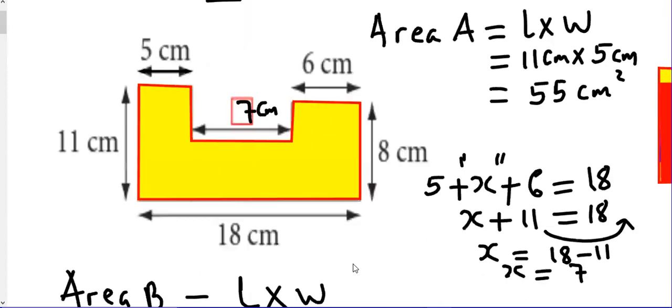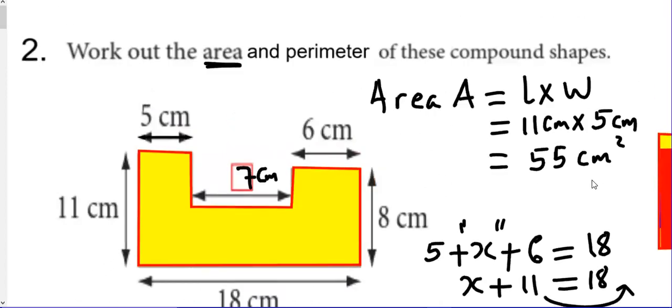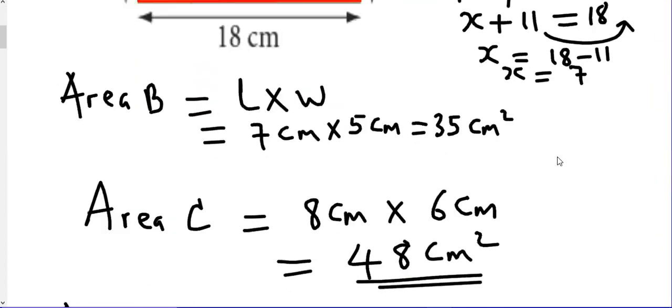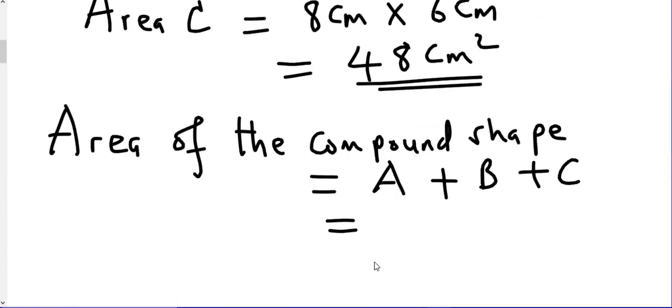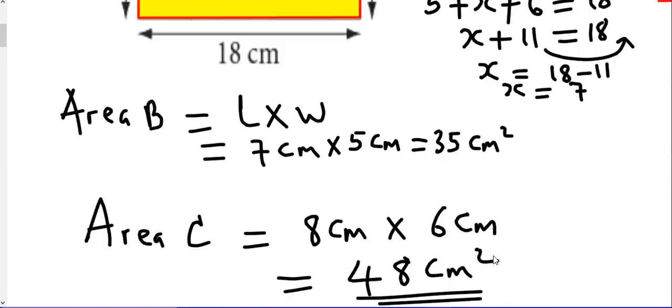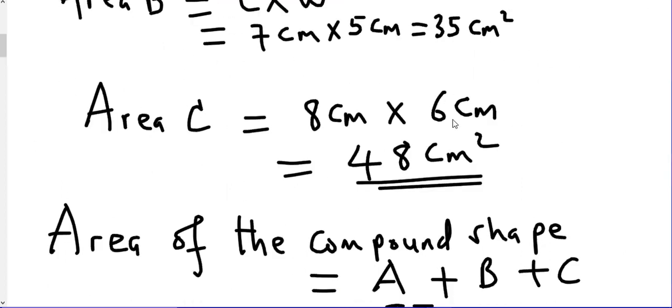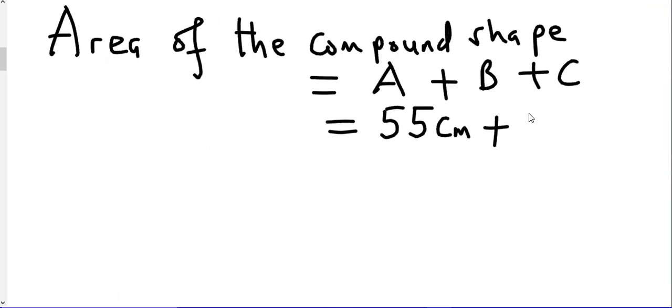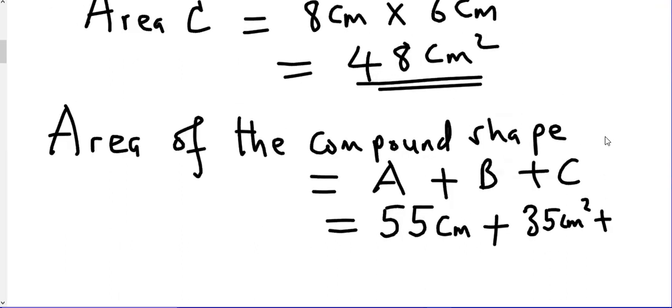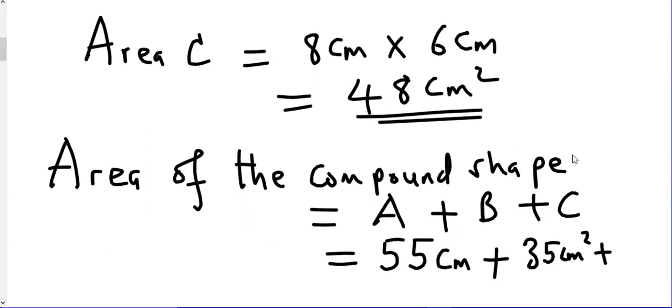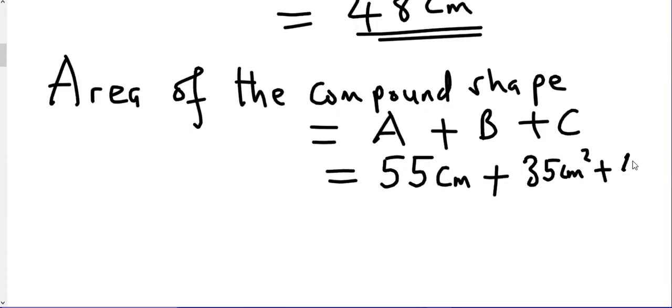So what is area A? Area A, I got 55. So go ahead writing area A is 55 centimeters squared. And area B we got 35 centimeters squared. So go ahead writing here 35 centimeters squared. And finally, area C, we got 48. Can you see area C? We got 48.